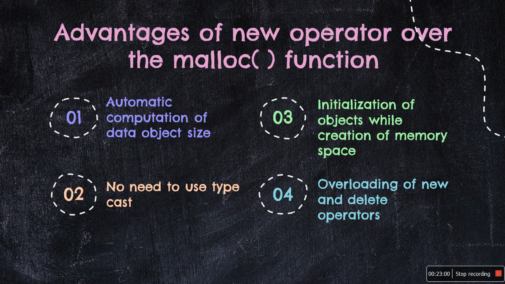And then third is initialization of the object is done while creating the memory space. As I told you, we can initialize it by passing the value in parentheses when you actually create that object. Then overloading of new and delete operators is possible; like any other operator, they can be overloaded. Now what is operator overloading, we'll see further, but it is a kind of polymorphism. Now what is polymorphism? For this again you have to refer to my previous lectures.